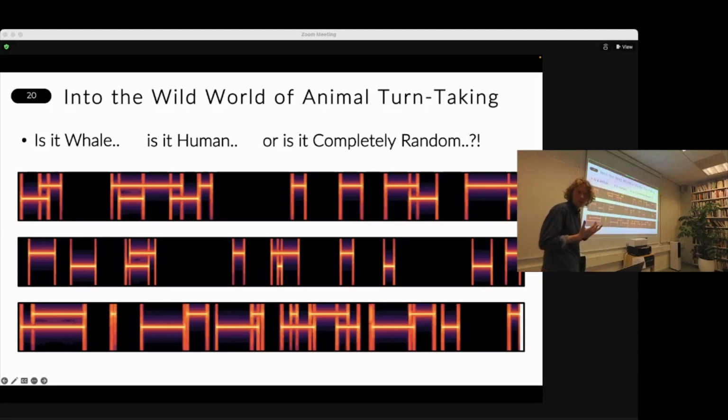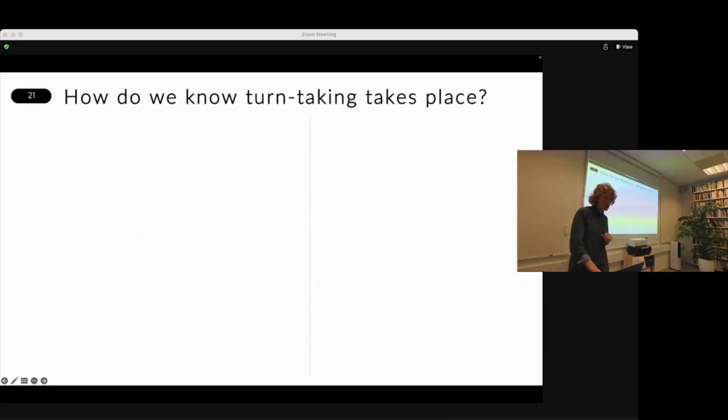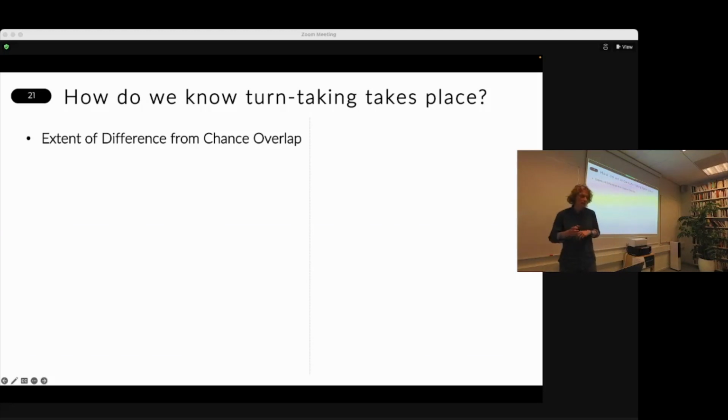And that's where we can turn to the animal world, where you don't know how bush crickets take turns, right? You need to show that they actually do. And one of the ways to do so in the non-human animal world is to compute the extent of difference from chance overlap. So just as we did with the turn-taking model, that's completely at random whether they're overlapping or not, whether they're actually giving each other place to take turns.